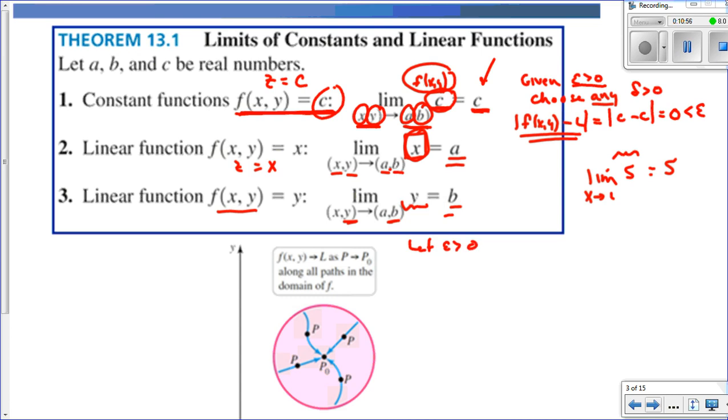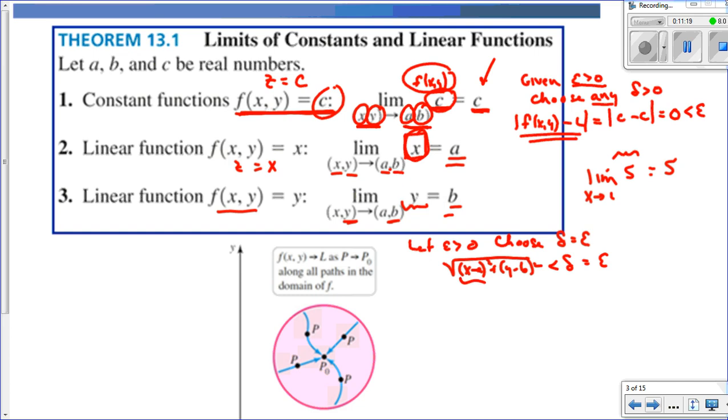Now, if I actually wanted to look at the definition, I'd say, well, let epsilon be greater than 0, and I would choose my delta to be epsilon. And now we're choosing the delta so that the square root, this is from the definition, of (x minus a) squared plus (y minus b) squared has to be less than delta. But since delta is epsilon, this is just epsilon.